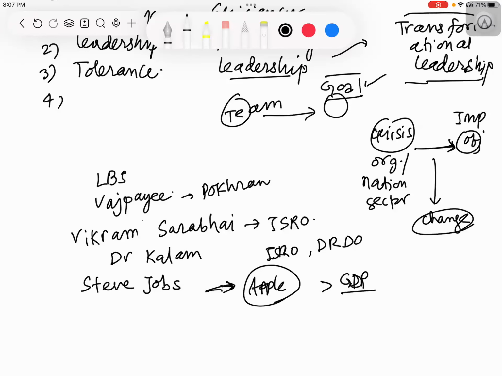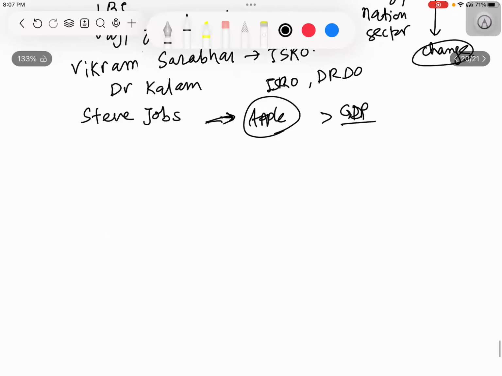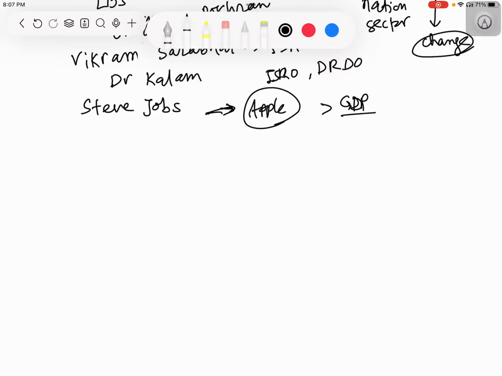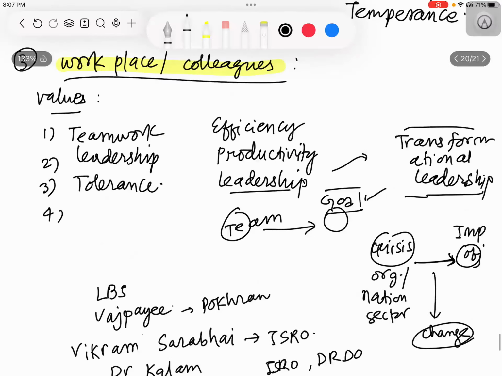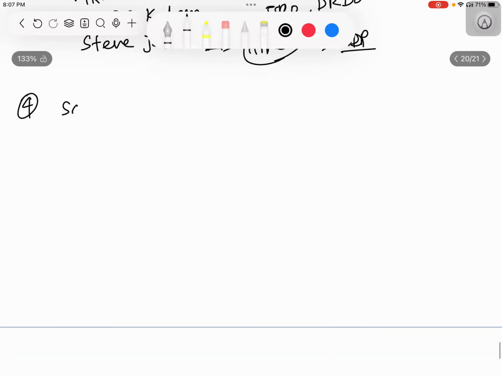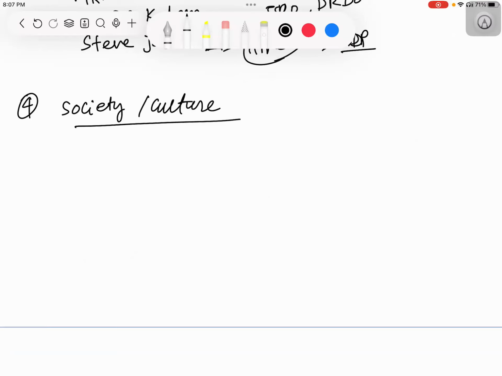So these are the values which will be taught by the workplace. Now think about what will be taught by the next point, society or culture or community, whatever you say. In general, society is bigger than community, but which values from society and culture impact you?